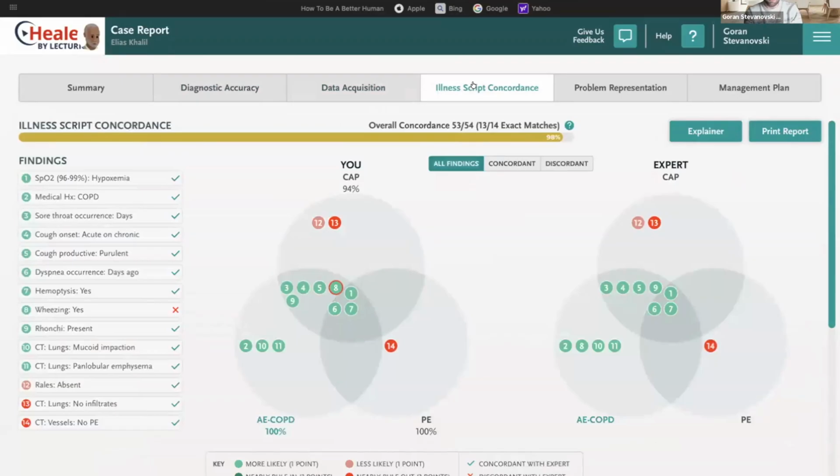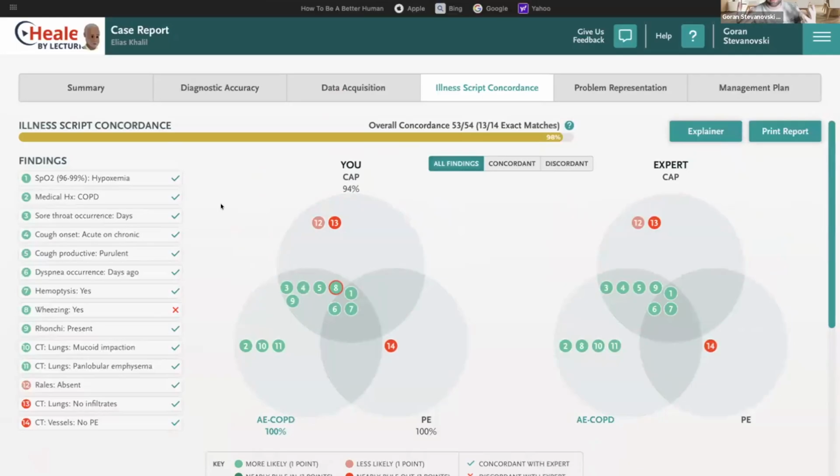So again, you could use this with any learners at any point. The overall concordance was pretty high, but as I said, I was kind of clicking through. What did I miss? The wheezing. Oh yeah, because community-acquired pneumonia would give us wheezing as well. But this is pretty much good, I would say. It's 98%.